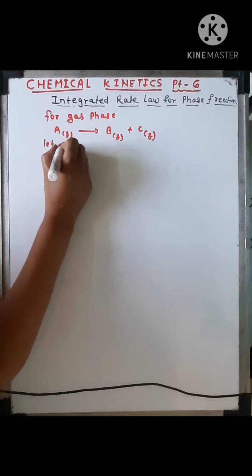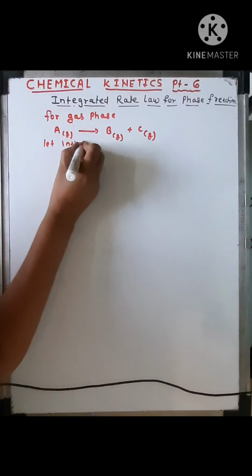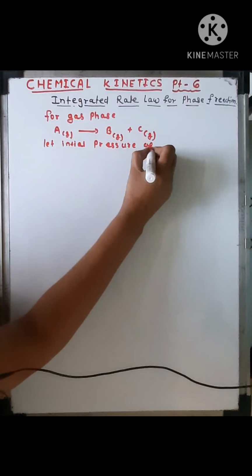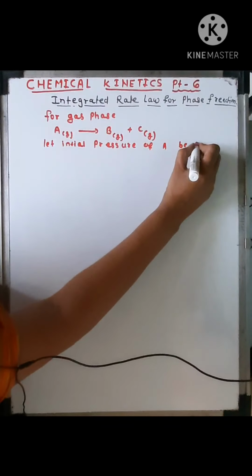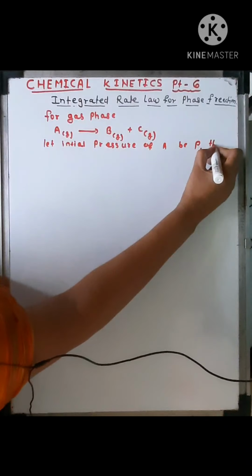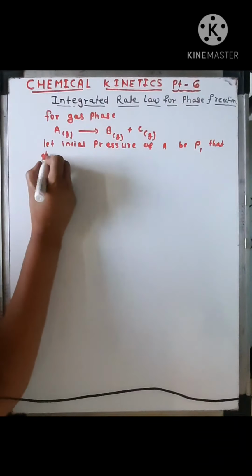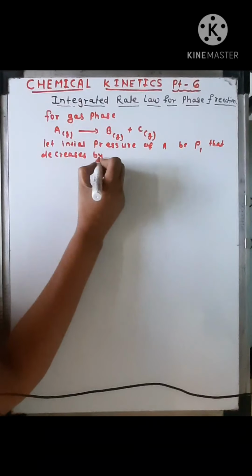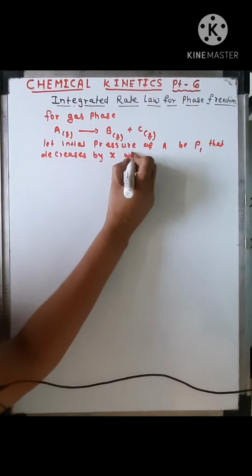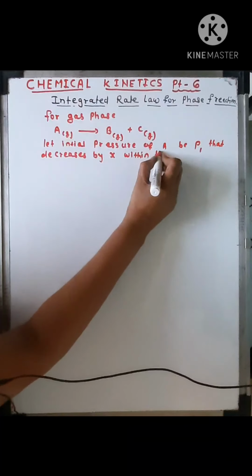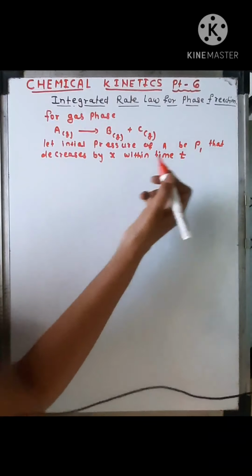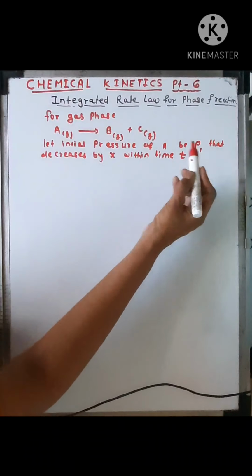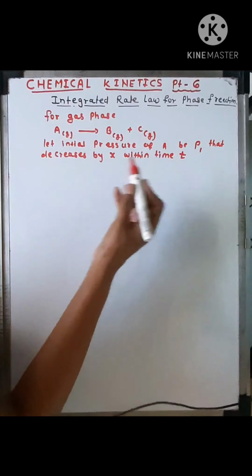Let the initial pressure of A be P1, and that decreases by x within time t. Initial pressure of A is P1 and it decreases by x within time t.